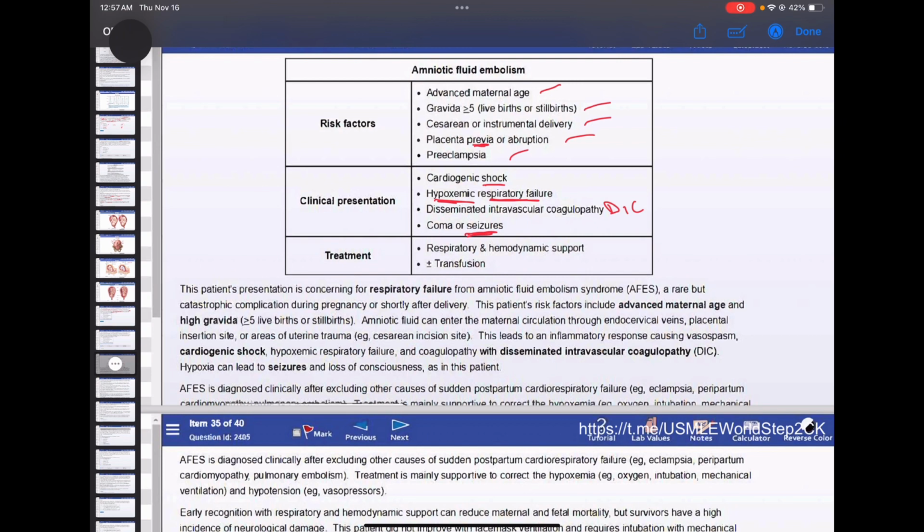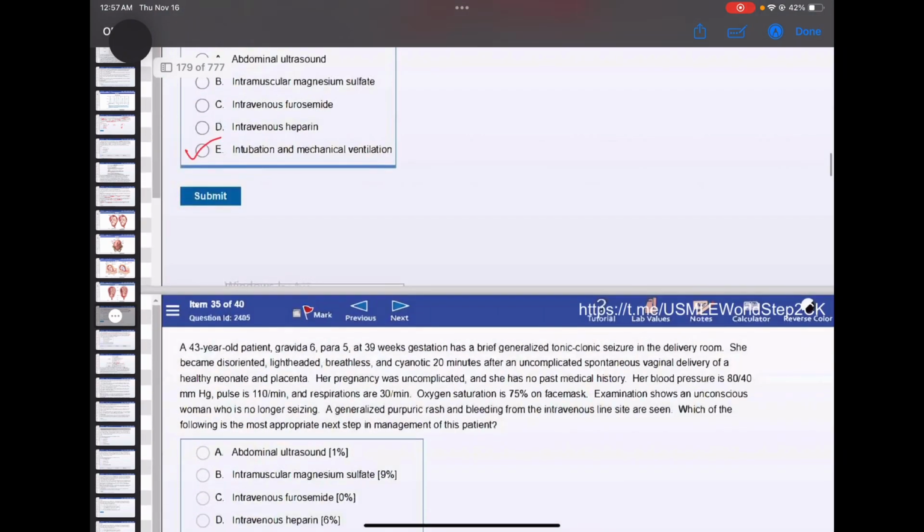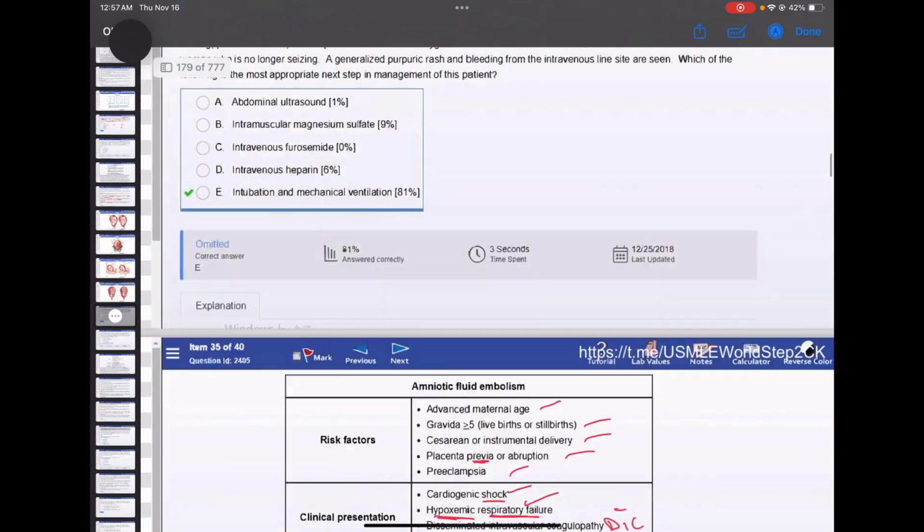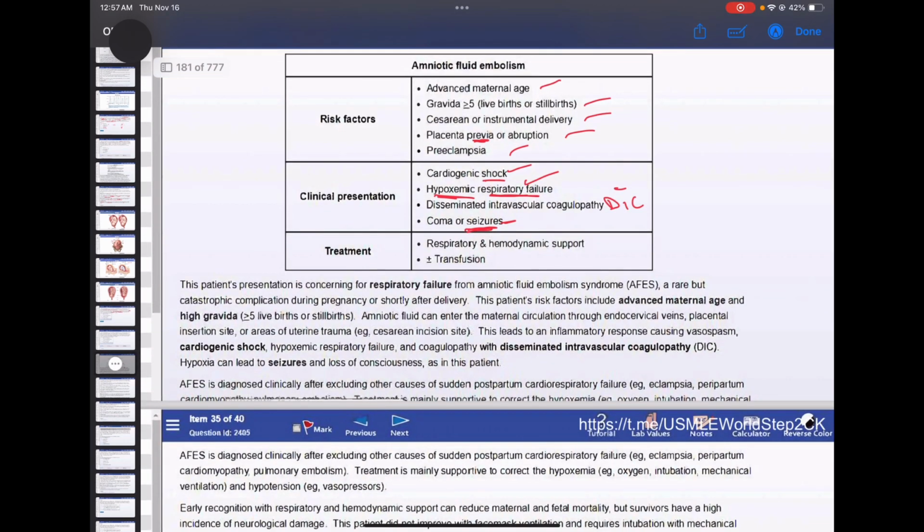So this is the typical presentation of amniotic fluid embolism. They would present with seizures. So first of all, respiratory problems, that is respiratory failure, shock, low blood pressure, high heart rate, DIC, generalized purpuric rash, bleeding from the IV line site. So this is the typical clinical presentation of amniotic fluid embolism. How would you treat them? Respiratory and hemodynamic support and transfuse them.